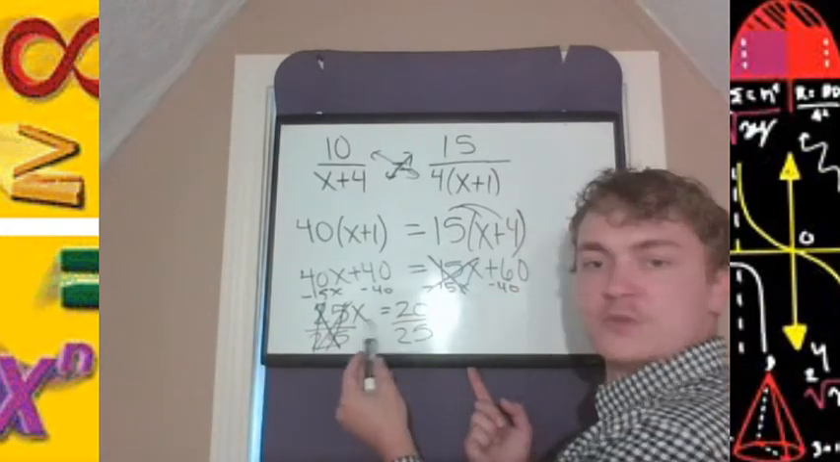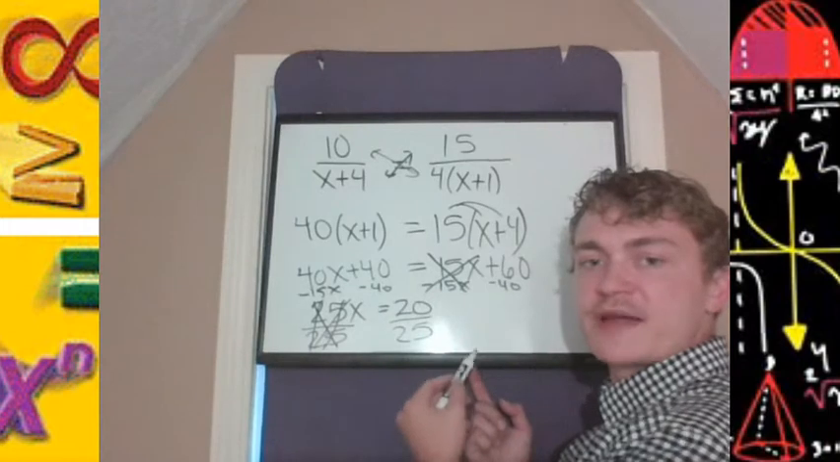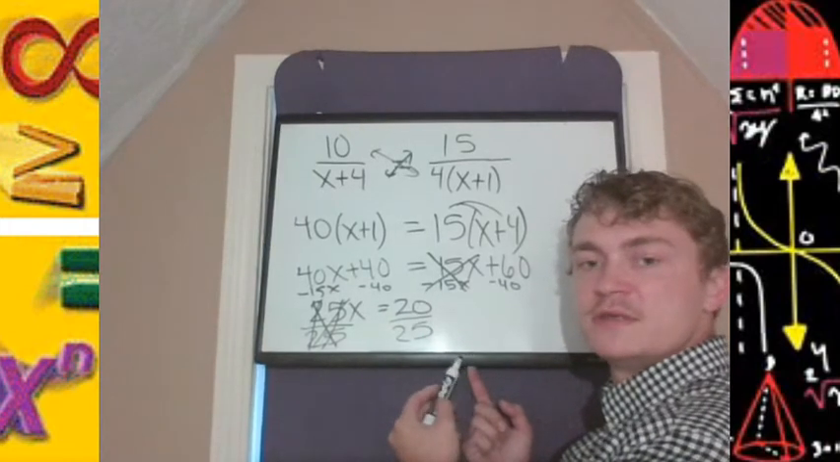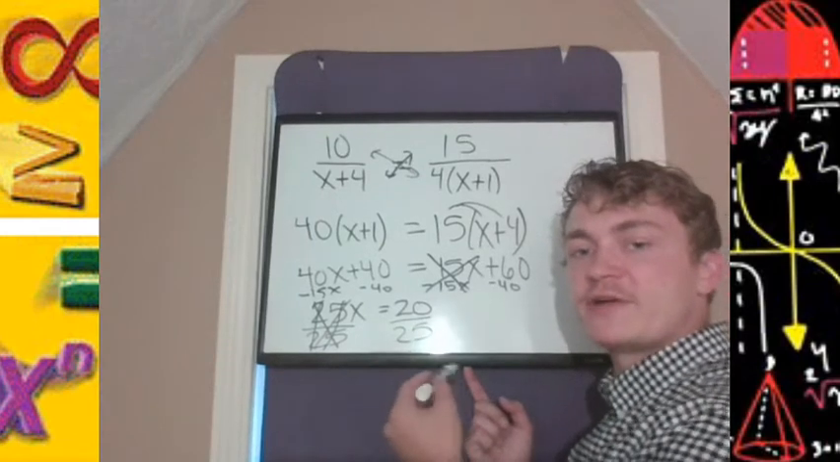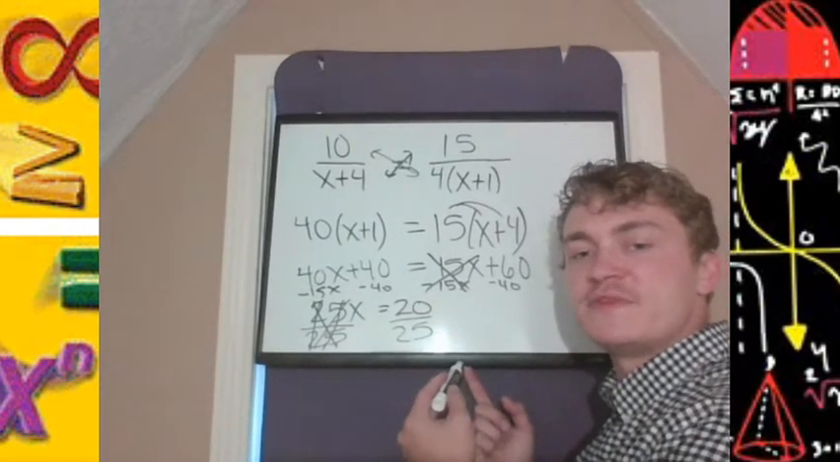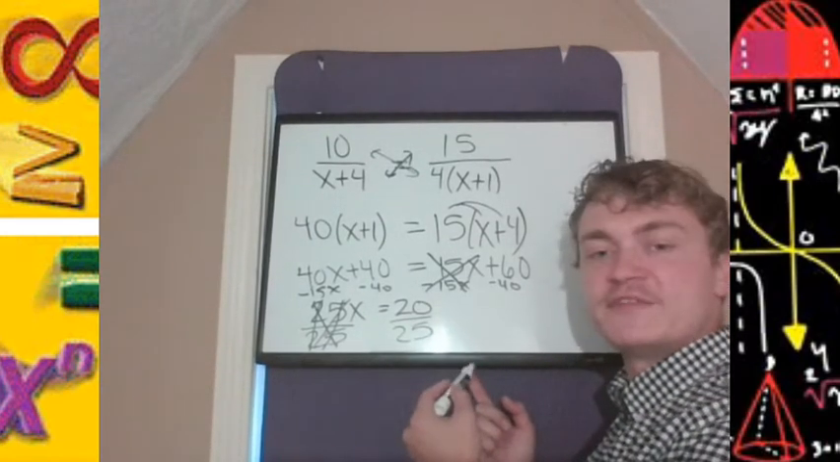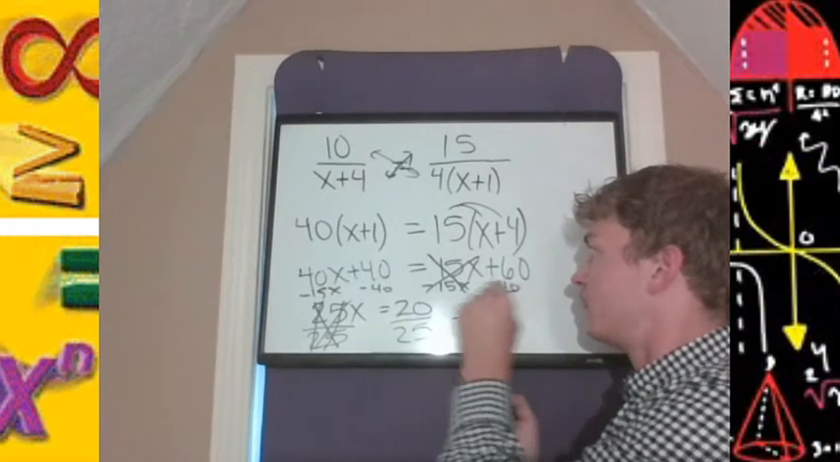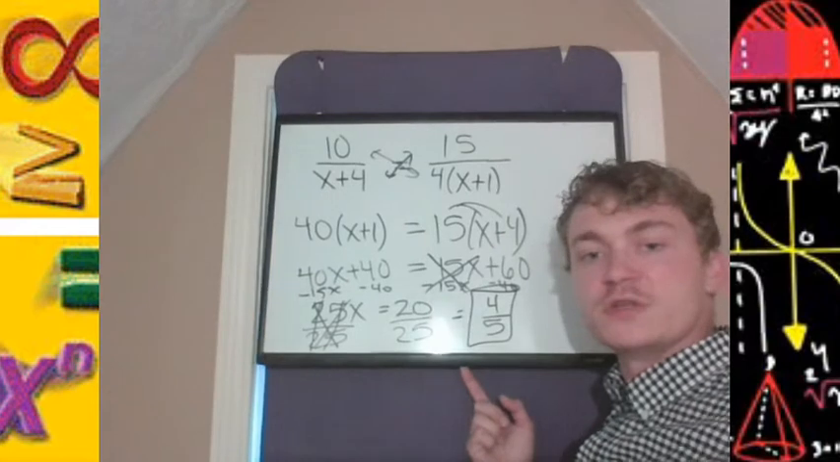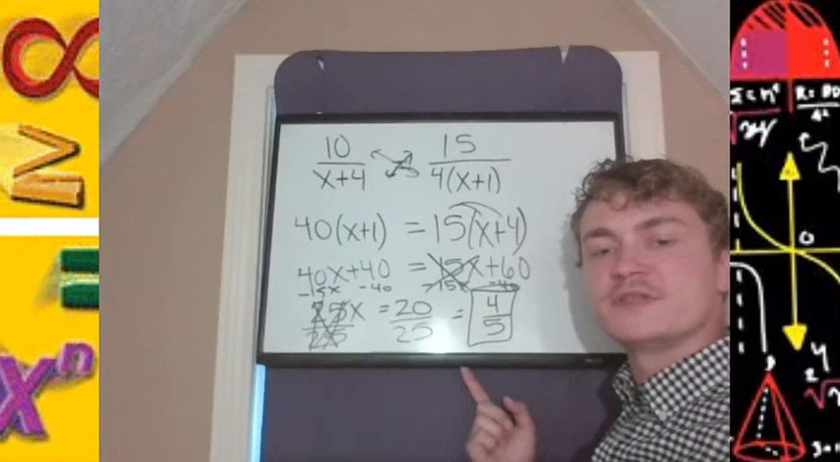So what does x equal? X equals the fraction 20/25, but the numbers end in a 0 and 5, which means it's divisible by 5. We can factor out a 5. 20 is 4 times 5. 25 is 5 times 5. So our solution is 4/5.